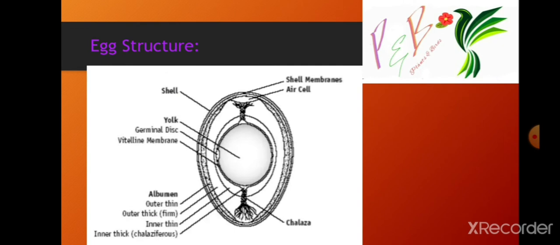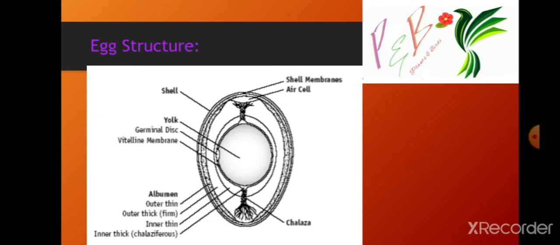Next, egg structure. See, this is the egg structure, how the egg is structured. First, the shell, calcareous, that means it contains mainly calcium. Next, the shell membrane, and next the air cell for embryo respiration. Next, the yolk, germinal disc, and the vitelline membrane, which protects the yolk. Then albumin, which is nutrition for the chick.